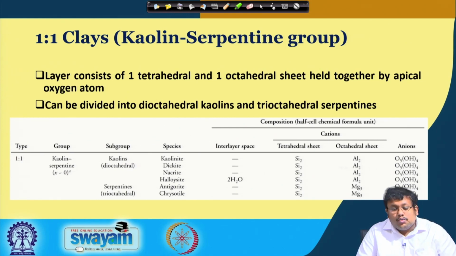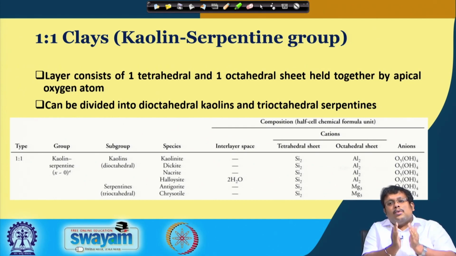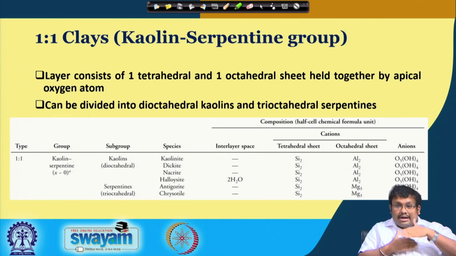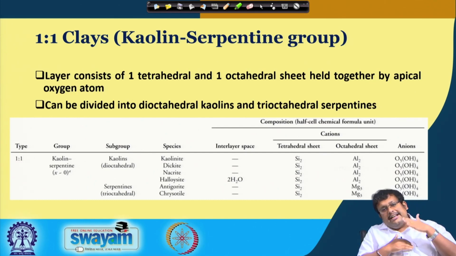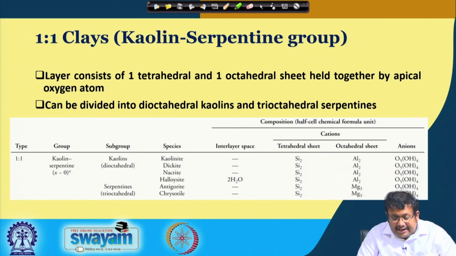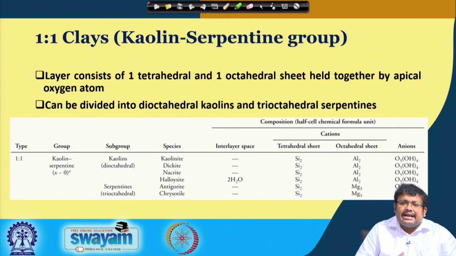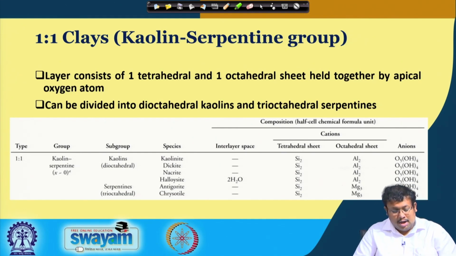Let us start with the 1:1 type of clay, which is called the kaolinite and serpentine group. It is called 1:1 type of clay because it is composed of one tetrahedral sheet and one octahedral sheet linked together to form this 1:1 layer by sharing their apical oxygen atom, and it can be divided into dioctahedral kaolins as well as trioctahedral kaolin. As you can see here, the examples are dioctahedral kaolin or kaolinite, dickite, nacrite, halloysite, and also some trioctahedral kaolin.